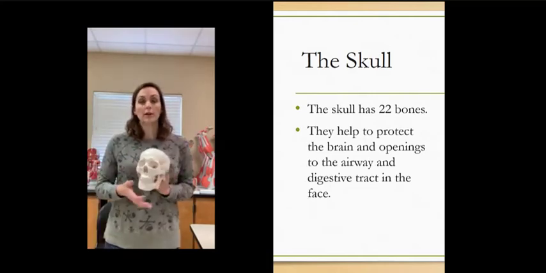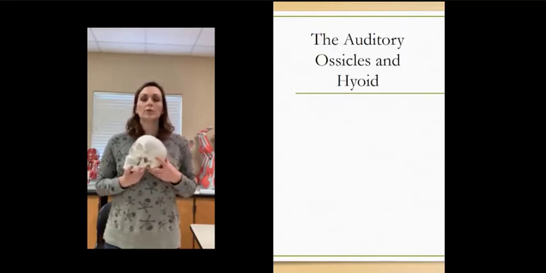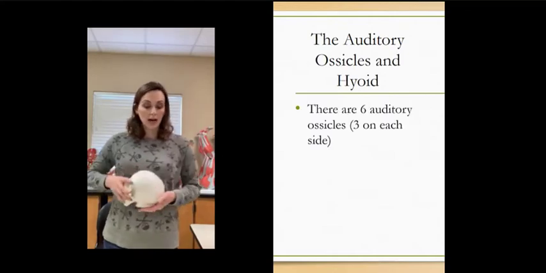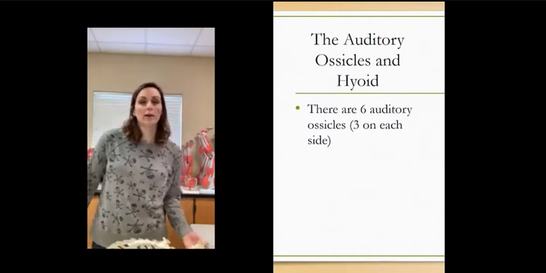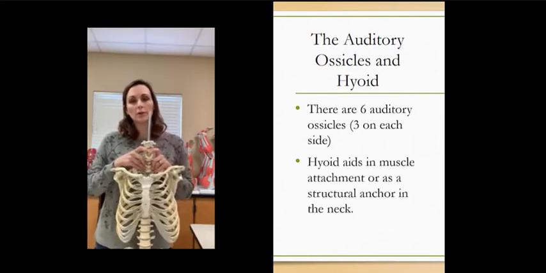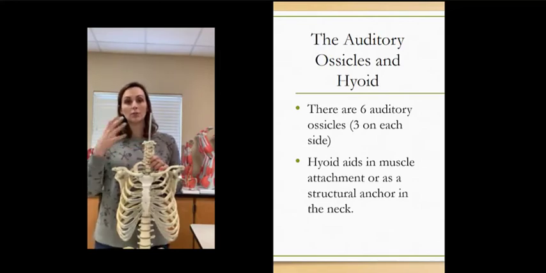We also talked about how there were 6 auditory ossicles, or ear bones. There's going to be 3 on either side. And then we talked about the hyoid bone, which we pointed out here on the front of the vertebral column. The hyoid bone is important as a structural anchor for muscles in the neck.